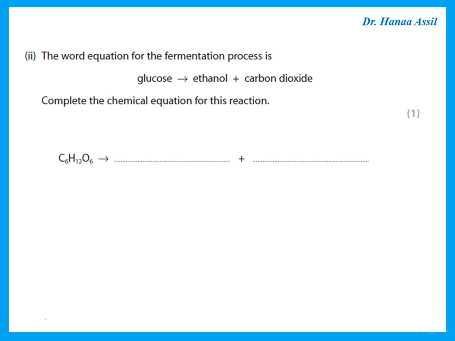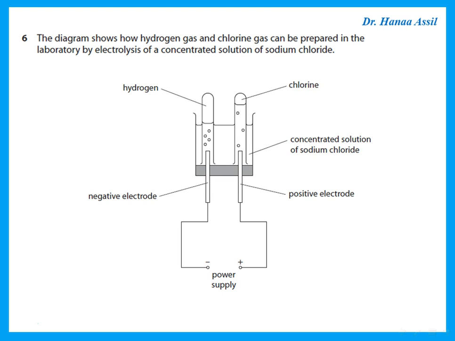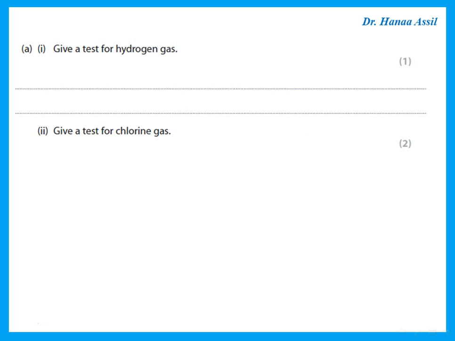The word equation for fermentation is this: complete the chemical equation. So of course he says, and you should know, it gives ethanol and carbon dioxide, and the balancing will need 2 and 2. The diagram shows how hydrogen gas and chlorine gas can be prepared in the laboratory by electrolysis of a concentrated solution of sodium chloride.